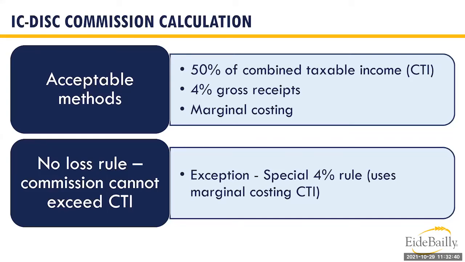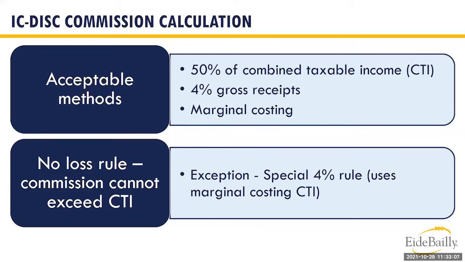The Treasury regs give 3 acceptable methods to calculate the commission. These are taking 50% of what's called combined taxable income, 4% of your gross export receipts, or you can use a marginal costing approach, which is more or less an alternative way to calculate combined taxable income.